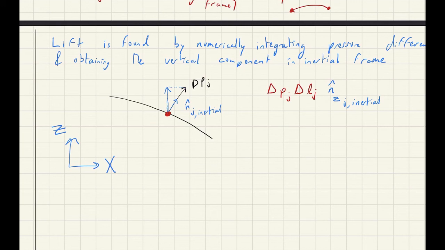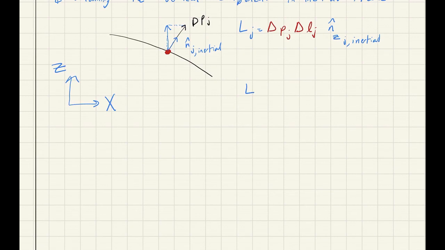And then to find the total, well, let's say this is Lj, which is essentially the force component across panel J. To find the total lift, all we have to do is sum the force component we find here across the entire wing, so from 1 to the number of vortices we have.